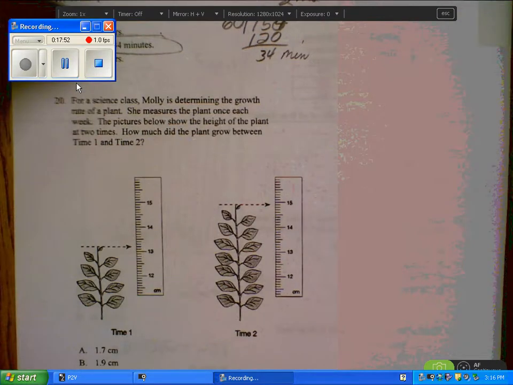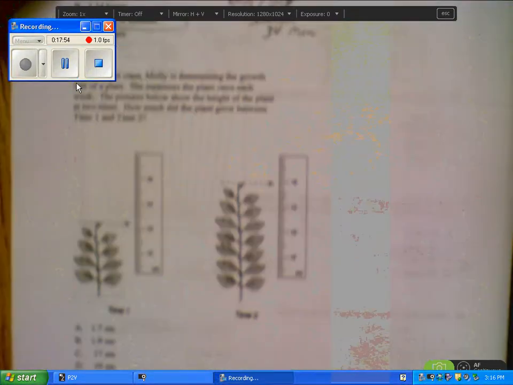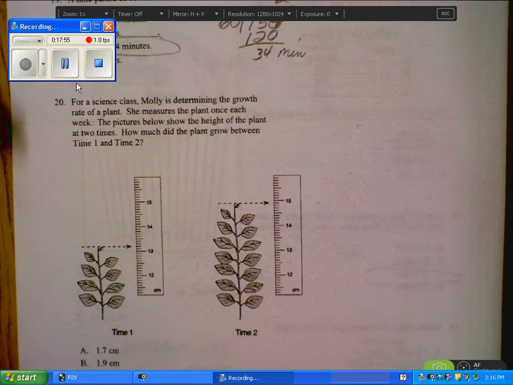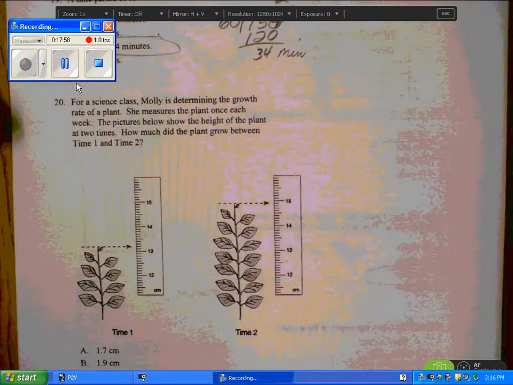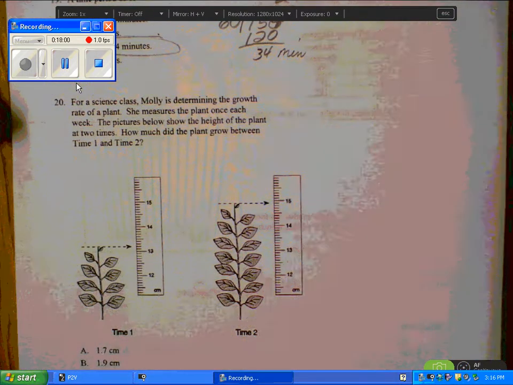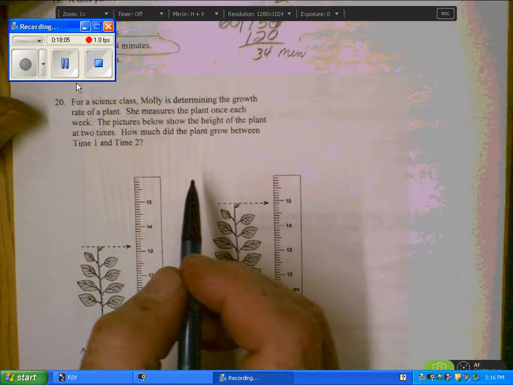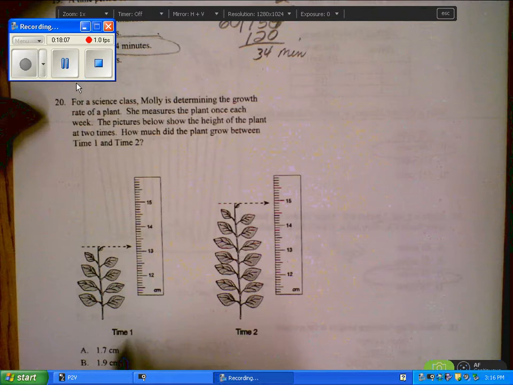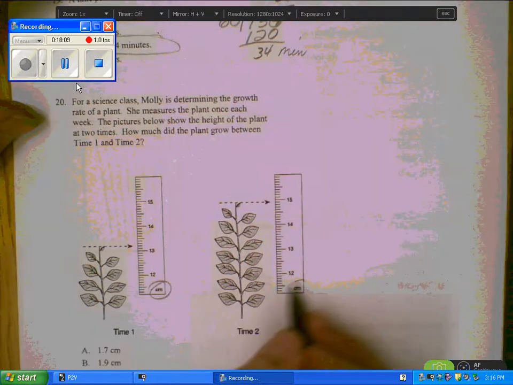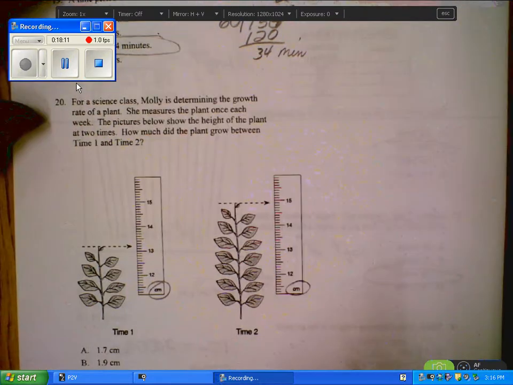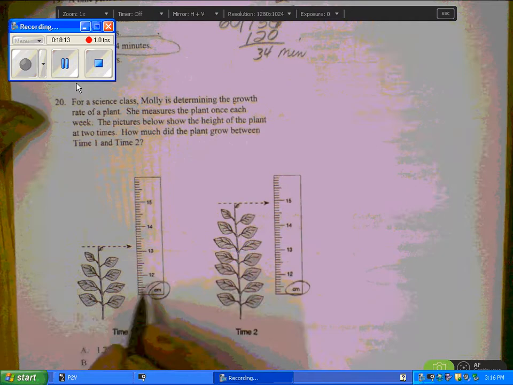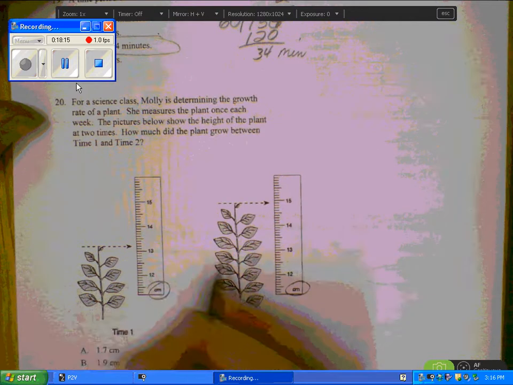For science class, Molly is determining the growth rate of a plant. She measures the plant once each week. Pictures below show the height of the plant at the 2 times. How much did the plant grow from time 1 to time 2? This is in centimeters. Make sure you look there to see what units you're using. That means each one of these little marks is a millimeter, or 0.1 of a centimeter.